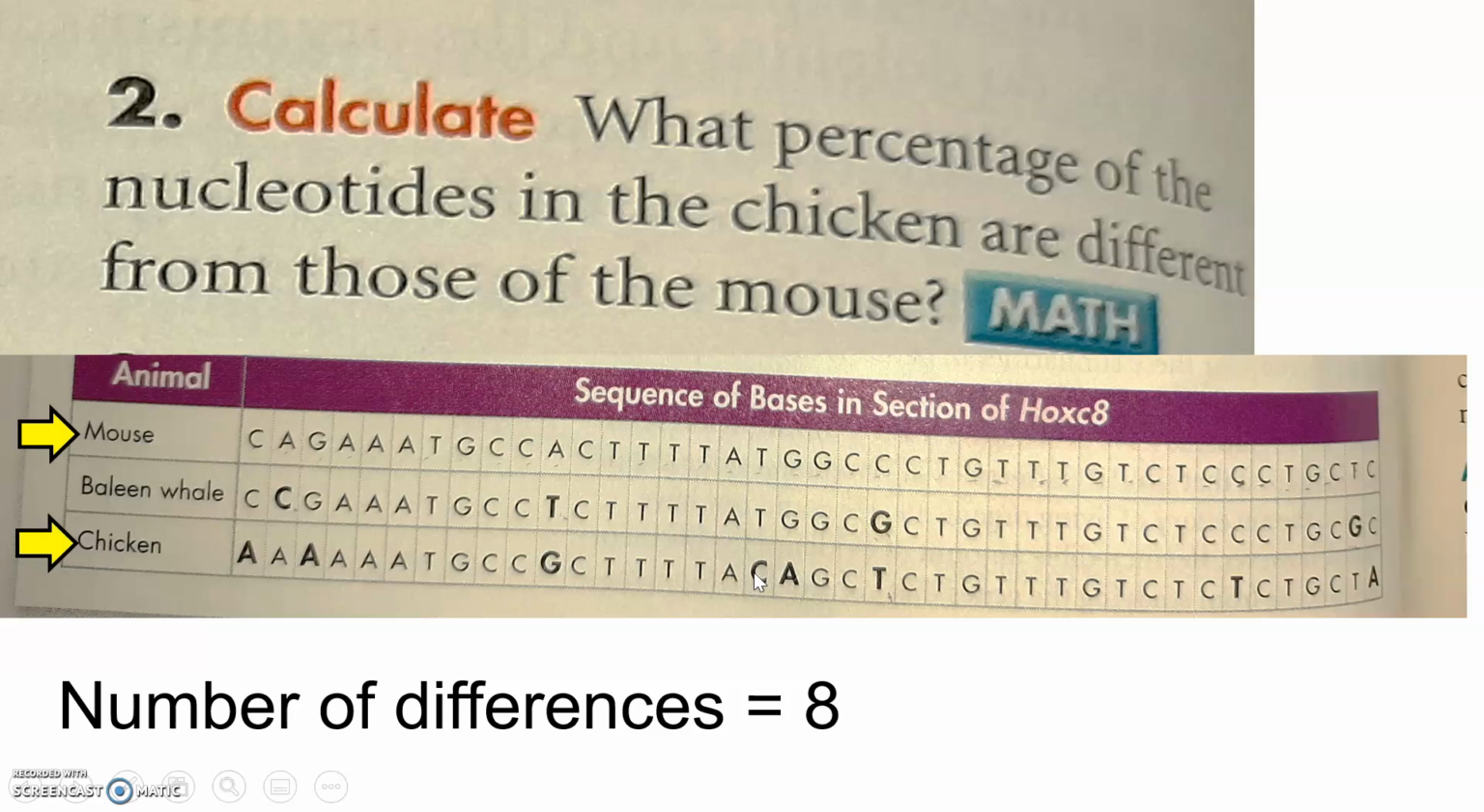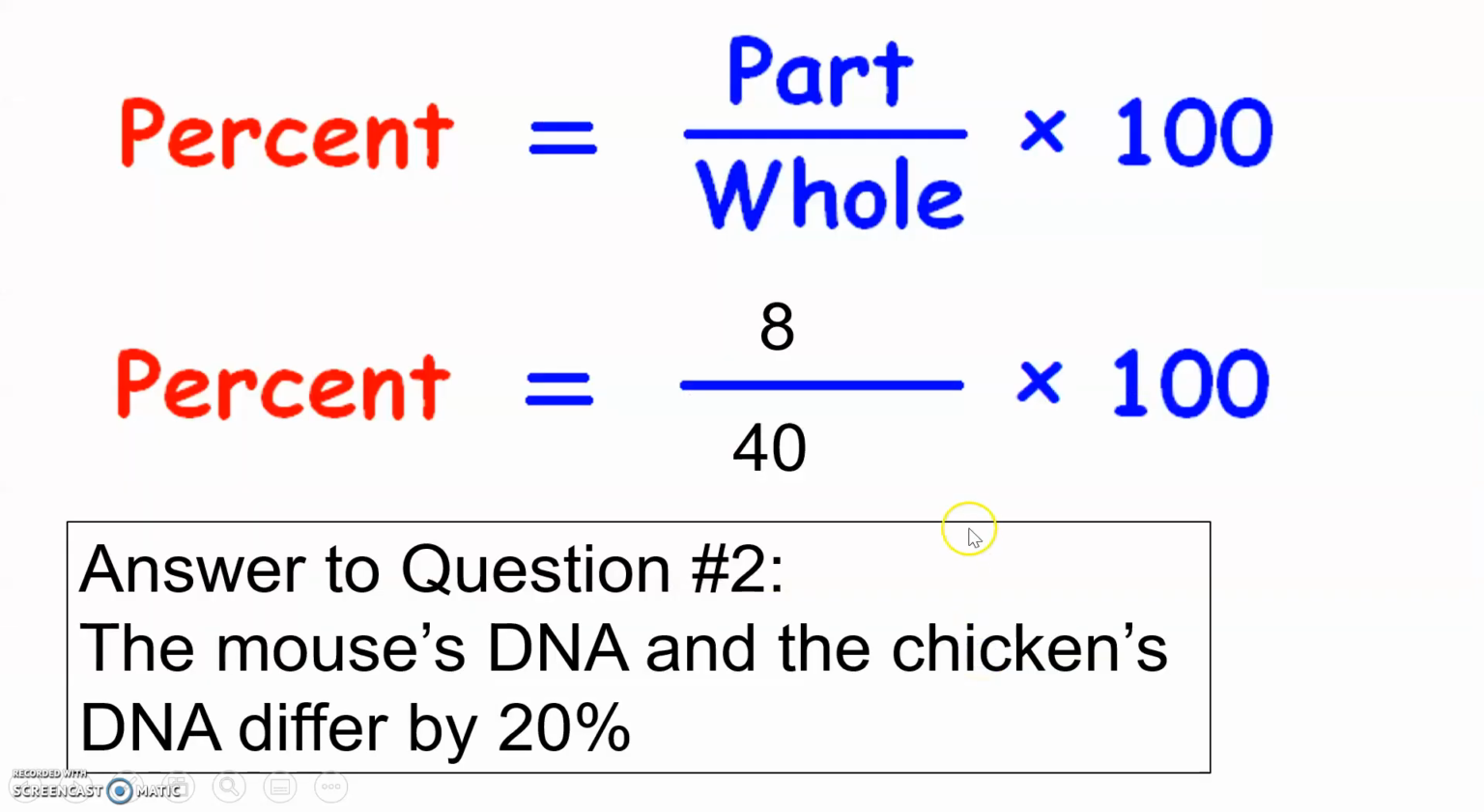All right, now let's do the same thing with the mouse and the chicken. So we compare the mouse DNA with the chicken DNA. Oh, I see a difference right off the start right here. 1, 2, 3, 4, 5, 6, 7, 8 differences in their DNA of this gene. So we run the math. Part over whole, 8 out of 40 are different, and that calculates to 20%. A mouse's DNA and a chicken's DNA differ by 20%. They're not really that closely related.